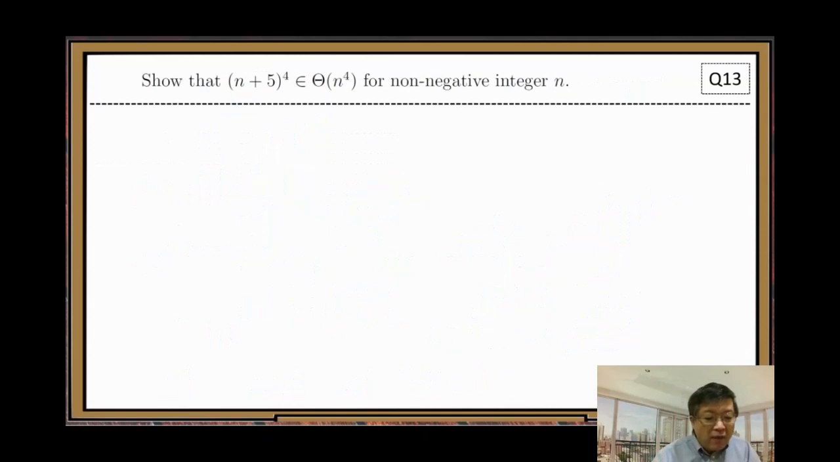This time we need to prove that the expression (n plus 5) to the 4th belongs to big theta of n to the 4th. All right, so we show it by the definition. We know the meaning of big theta, right? Big theta, by its definition, we need to find two constants, C1, C2. Which side is C1 and which is C2?